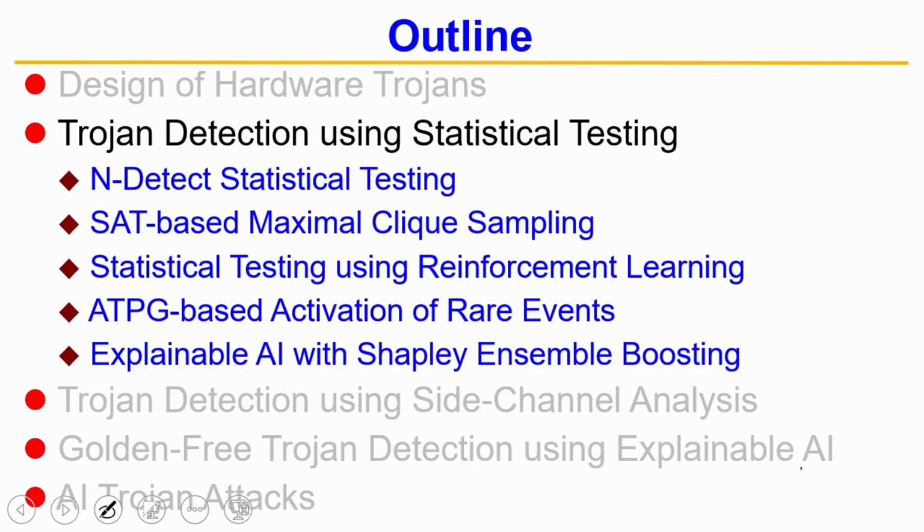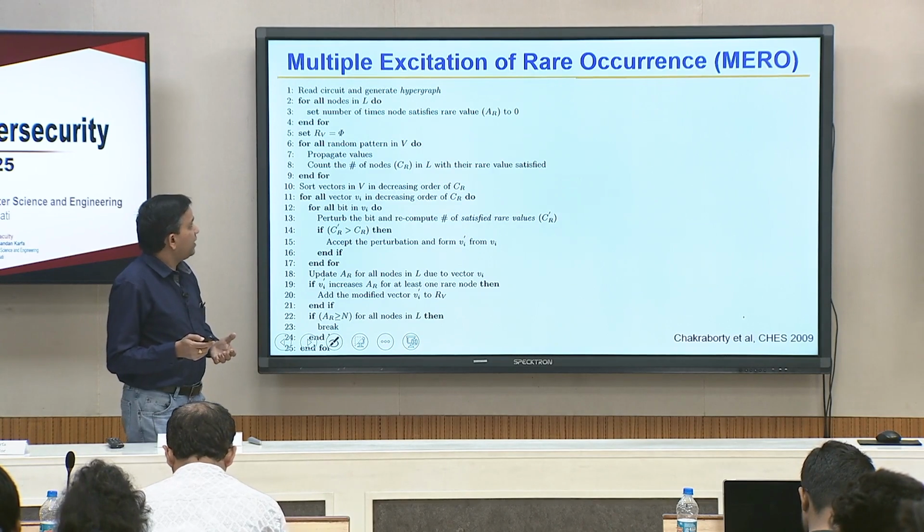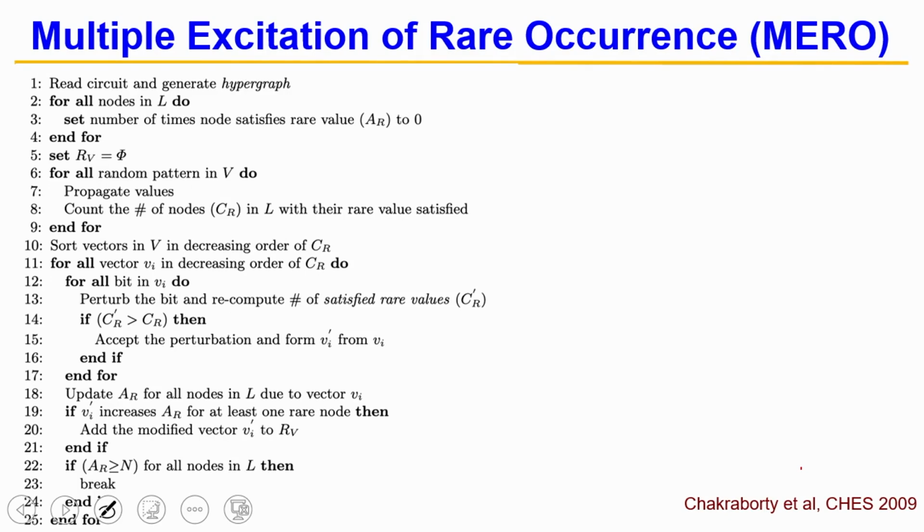Now, I am going to talk about a lot of techniques, and those techniques generate tests, assuming it is a functional Trojan, that is the reliable story. So, let us start with the first one. This is from 2009, remember 2007 is when DARPA started funding, this is one of the first or second papers by Professor Chakraborty from IIT Kharagpur. The idea of MERO is multiple excitation of rare occurrence, and it came from Professor Irith Pomeranz's work on N-detect in the manufacturing testing community.